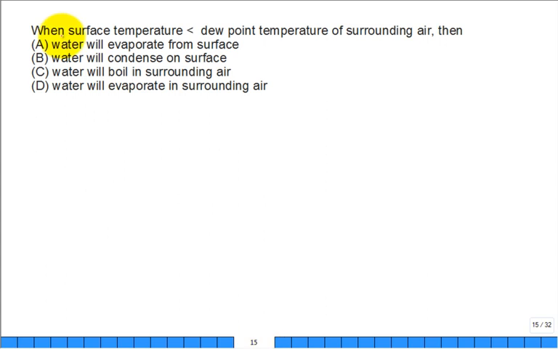Okay. When the surface temperature is less than the dew point temperature of the surrounding air, then water will evaporate from the surface, water will condense on the surface, water will boil in surrounding air, or water will evaporate in surrounding air.